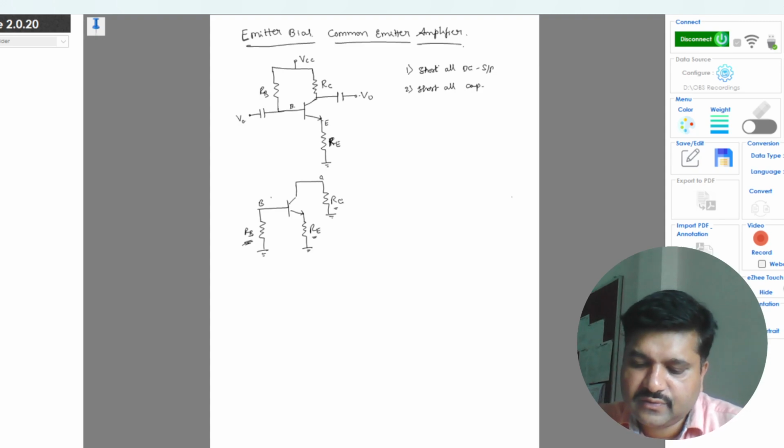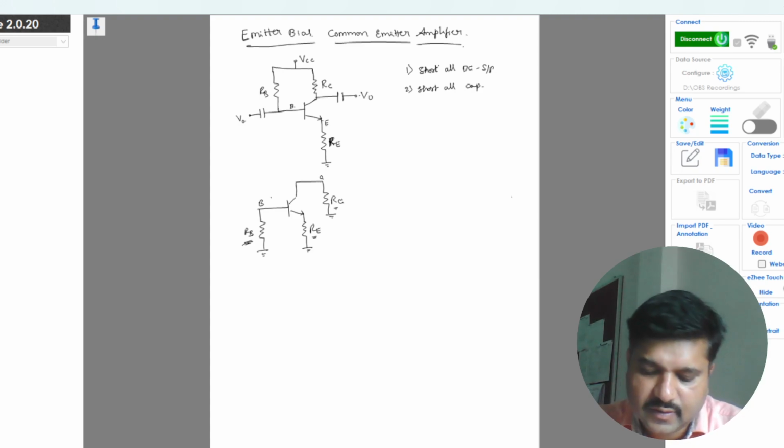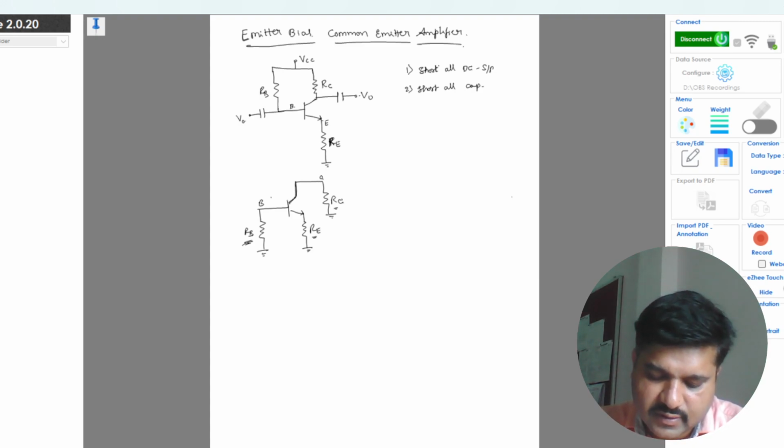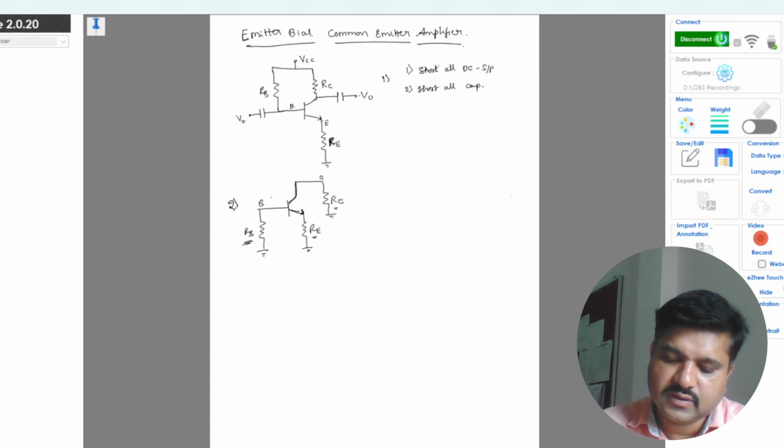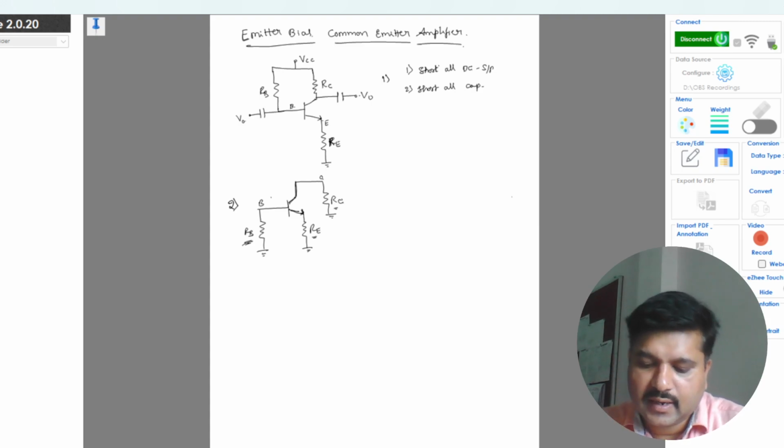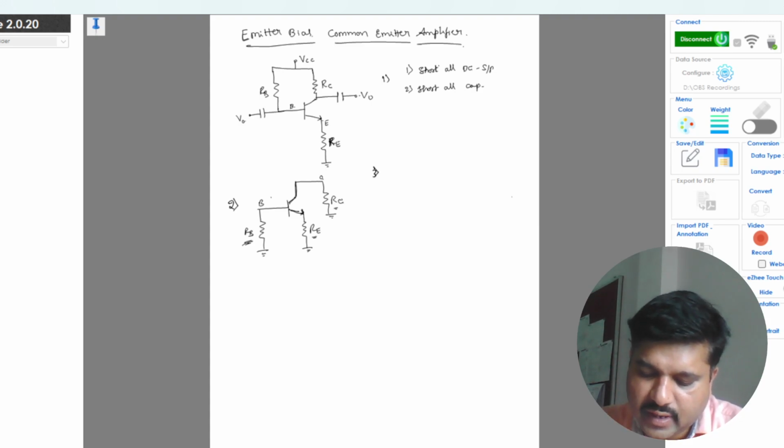The procedure is first to short all the DC supply and short all the capacitors, and corresponding to this is the modified circuit. This is step 2, this is step 1. Now step 3: you have to draw the small signal model for this circuit.